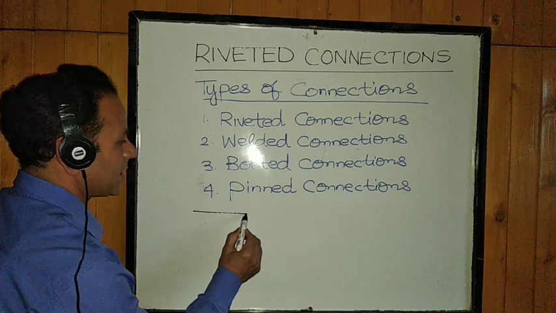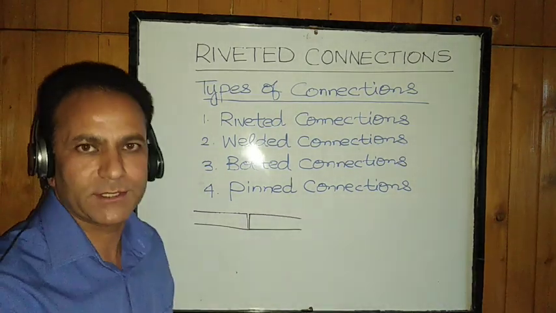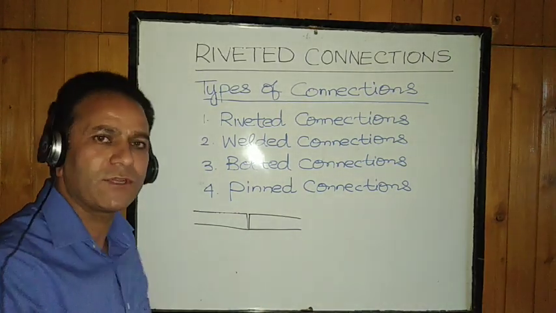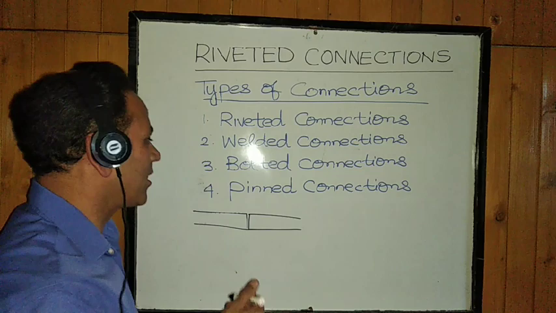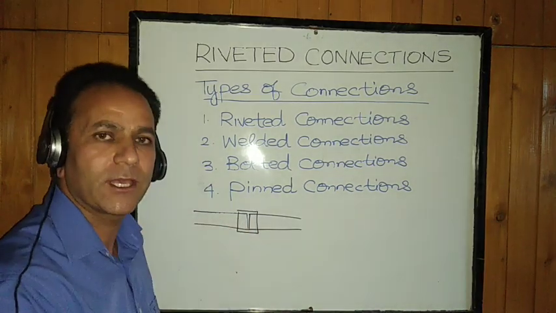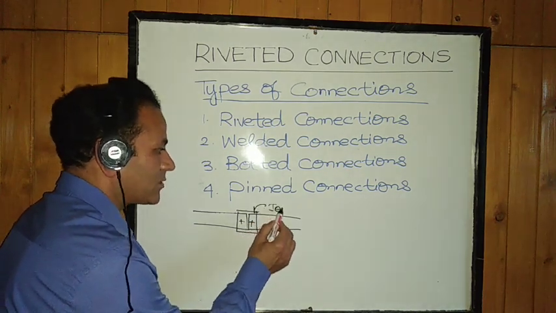A connection is basically a joint between two members in a steel structure component. Say for example we have a member which needs to be joined to attain the required length. We install a joint over here. By certain means we connect them together, and this part is known as the joint.